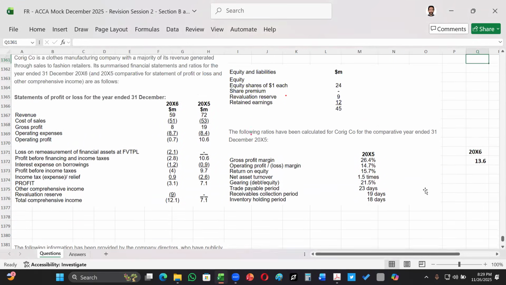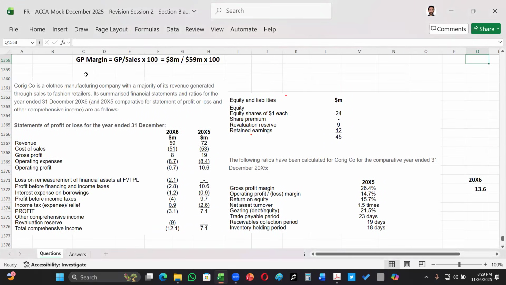Looking at the second one, which is the operating profit. In the case of operating profit, we have the loss. It's going to be a negative figure, because the operating profit margin is going to be the operating profit divided by sales multiplied by 100, and we can calculate it by the loss that we have, 0.7 million, and we divide this by the sales that we have, 59 million, multiplied by 100.